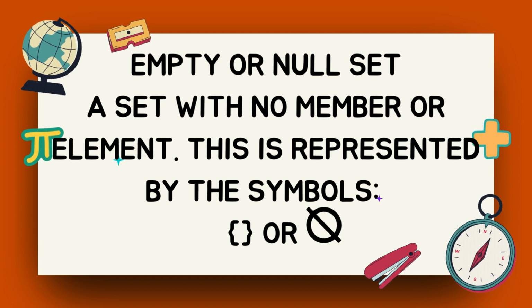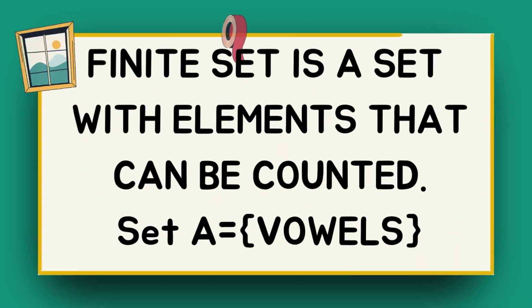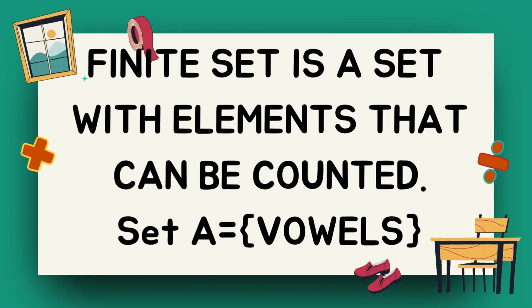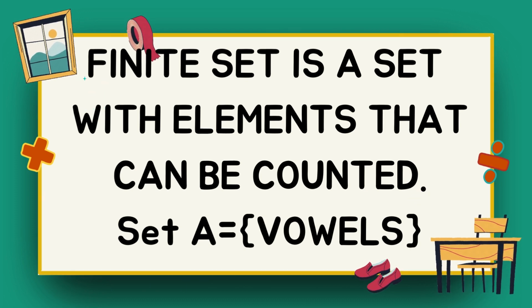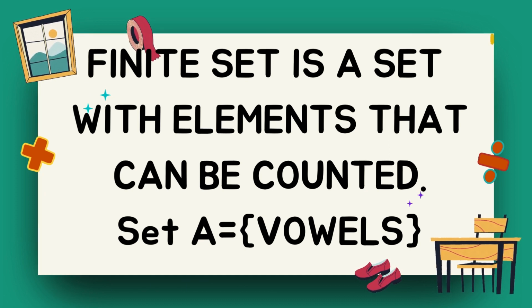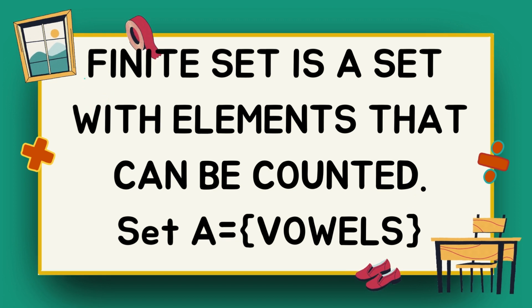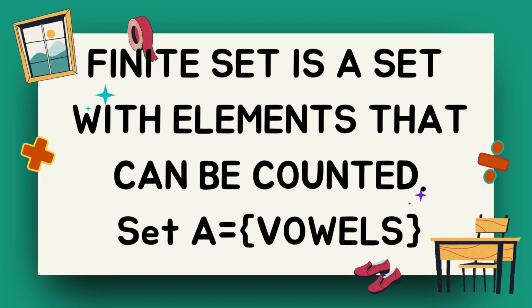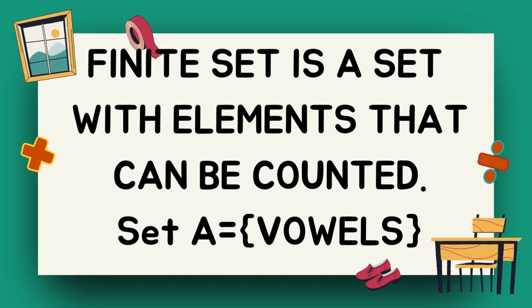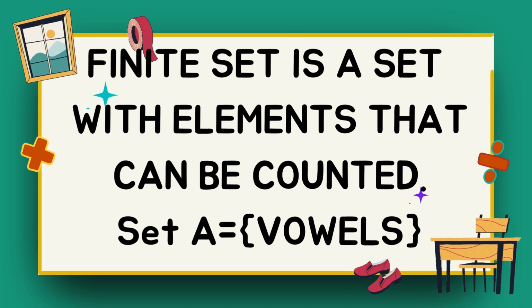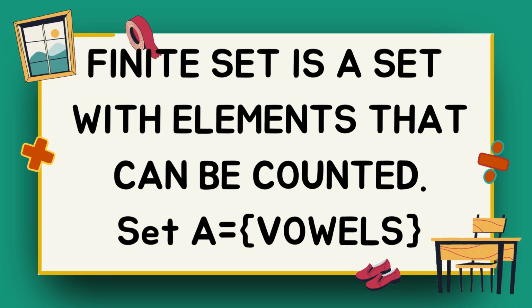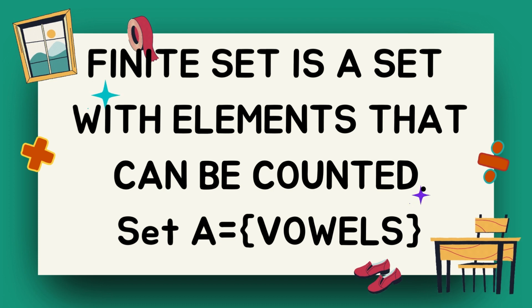Let's move on to finite set. Is a set with elements that can be counted and is also known as countable sets. For example, set A equal vowels. The members of set A are vowels. Vowels can be counted. Set A members will be A, E, I, O, U.